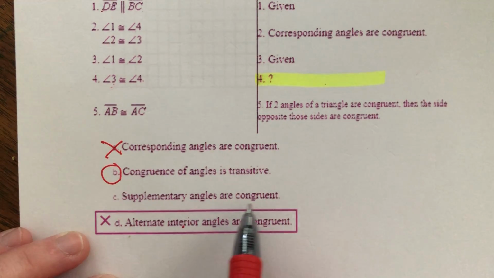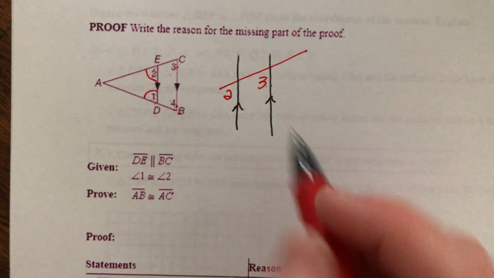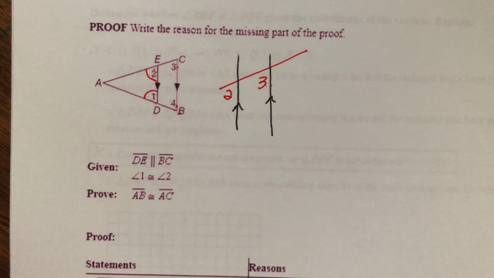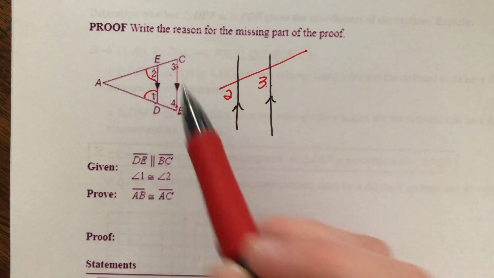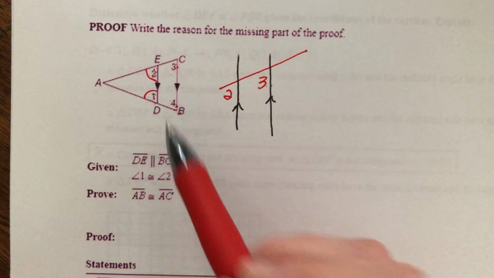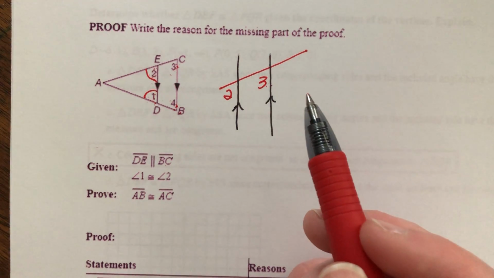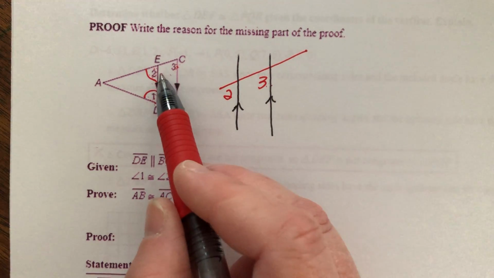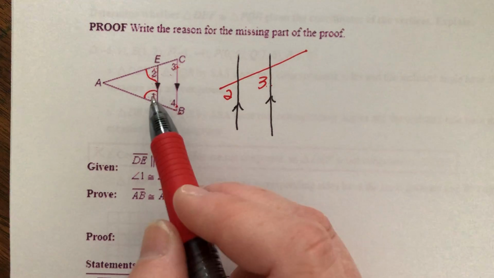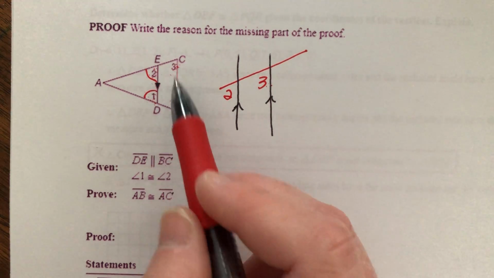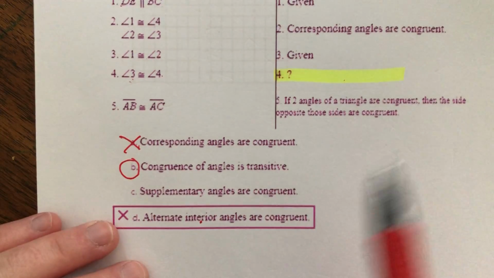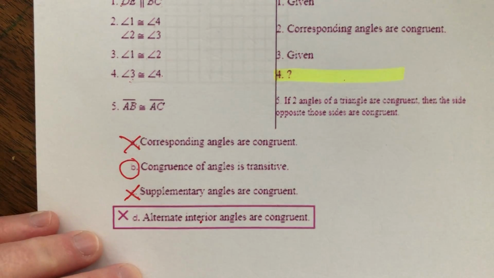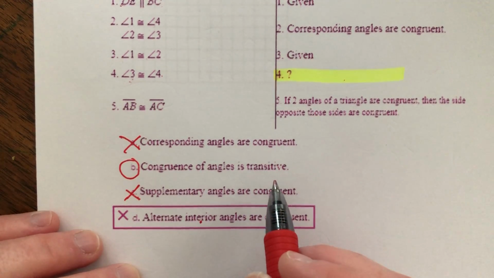And then supplementary angles are congruent. We have no idea what the measure of the angles here are, and supplementary angles would be consecutive interior, or all three angles of a triangle. Those would be supplementary, right? They would add up to 180. That's not a situation we have here. We're not talking about these two angles. We're talking about these angles and these guys and these being the same as each other. So we can rule out the supplementary thing. That doesn't work either. And again, we talked about why the alternate interior doesn't work. So the only one left is congruence of angles is transitive.